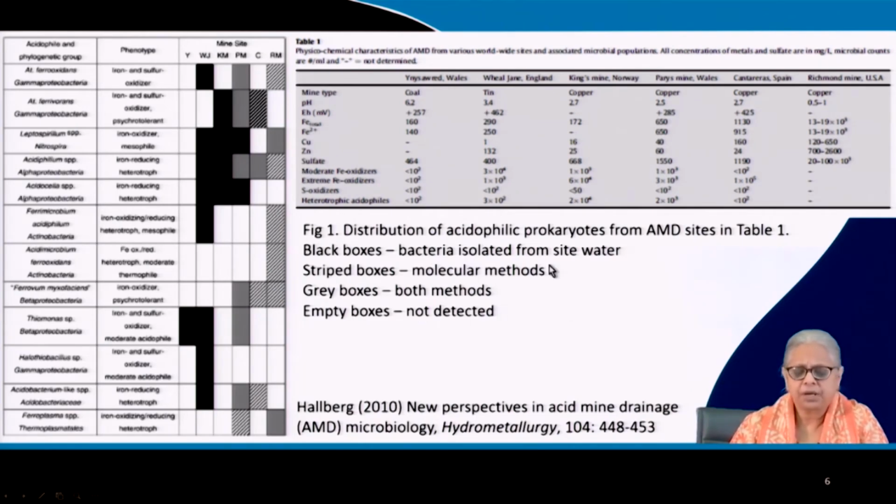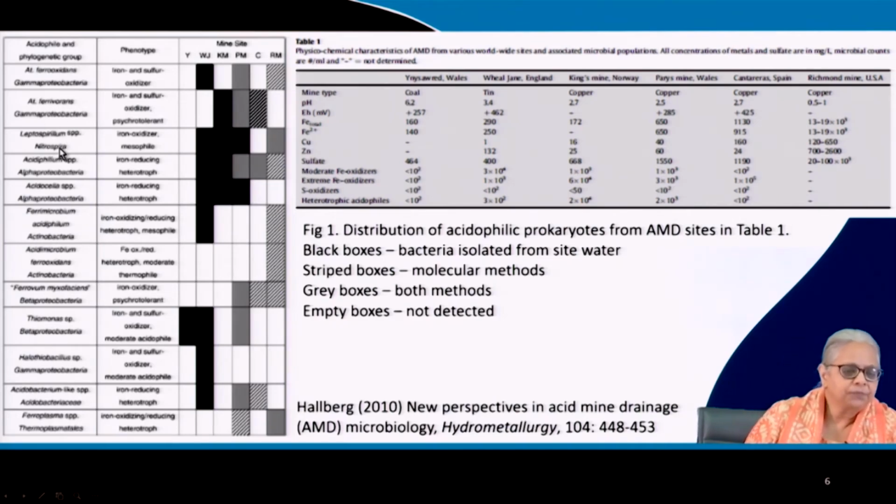The striped boxes are based on molecular methods. The gray boxes include both identification of individual species as well as molecular methods used for identification, and the empty boxes indicate there was no detection of those particular groups of microorganisms. So you can see a large number of microorganisms that are iron oxidizing bacteria. You can see their concentrations listed in the table.